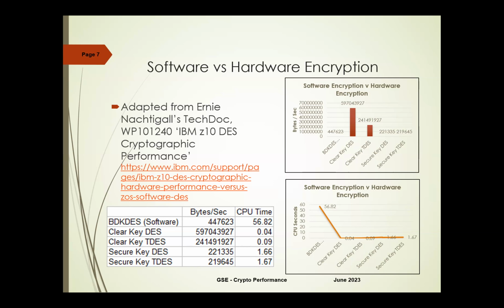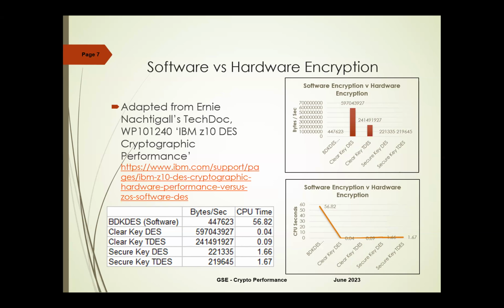What he did was there was an old software implementation of DES encryption called BDK DES. It was shipped with another IBM product, and you could encrypt data using single DES encryption by calling this software module. He wrote a little program that basically just read a large file, I think it was like a 10 gig file, and encrypted that file, and then he measured the CPU usage and the wall clock time that it took.